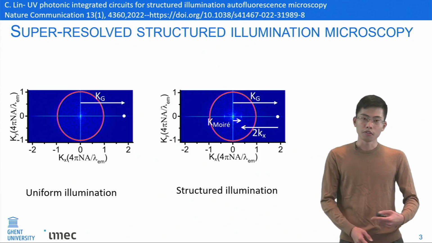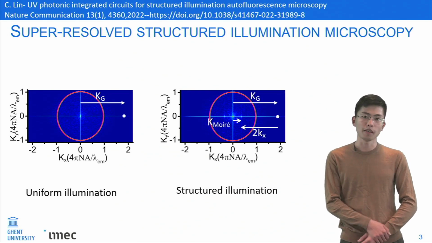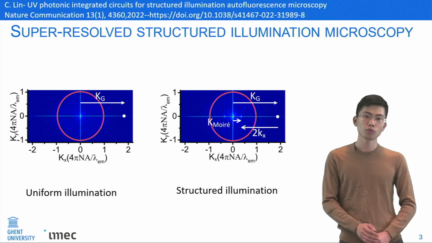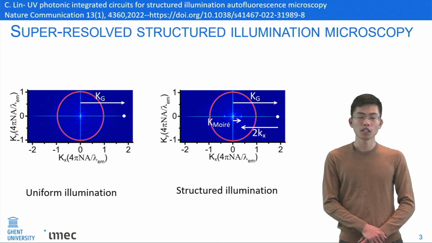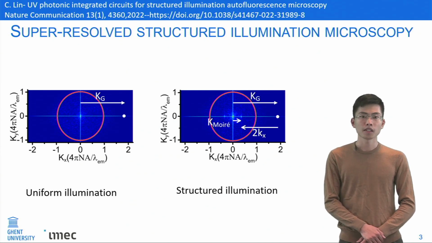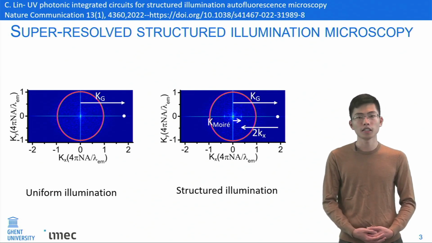To reveal the mechanism behind, we switch to the Fourier domain. In the first case, with uniform illumination, we are unable to resolve the oscillation feature of the grating because we cannot collect the frequency of the grating, because the spatial frequency of the grating is larger than the maximum frequency which can be collected by the microscope system.